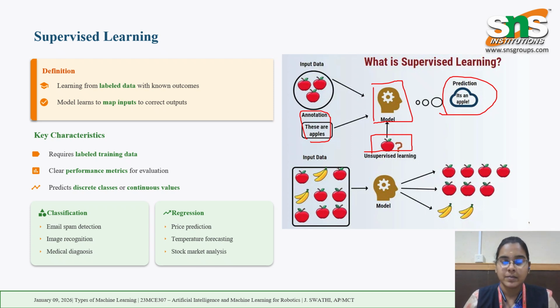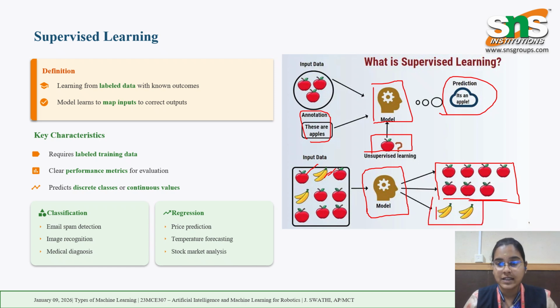Now here you can see I have a bunch of apples and bananas mixed together. What I'm asking is, model, you have to categorize these two. I'm giving the label for the two: these are apples, these are bananas. I'm asking my model to categorize this. With the help of pattern recognition and image processing, it will categorize my apples individually and bananas individually. So it divides into two groups. Mainly classification is used for image spam detection, image recognition, and medical diagnosis.